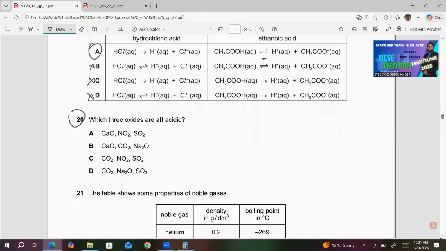20. Which three oxides are all acidic? Acidic oxides must be non-metal oxides. Now we have exceptions here. These are not acidic oxides: nitrogen monoxide, NO, water, H2O, and CO. All the other non-metal oxides are acidic. So in choice A, we have metal oxides. These two are metal oxides.